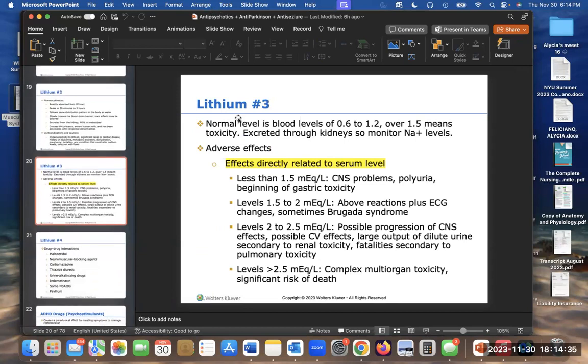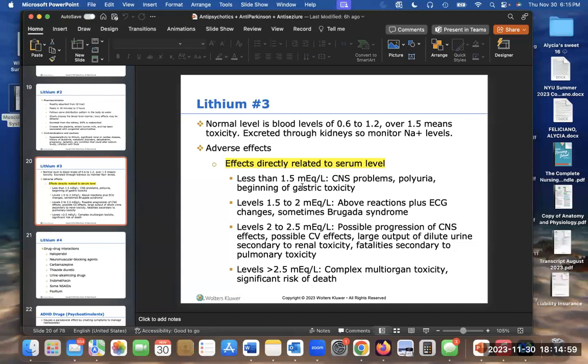Now, this slide is the most important slide out of everything I spoke about with lithium. The problem with lithium is it's one of those drugs that has a very narrow therapeutic range. I'm talking only from 0.6 to 1.2. Over 1.5 means they have toxicity. And it's excreted through the kidneys, so we have to really watch sodium levels. We need a metabolic panel constantly.